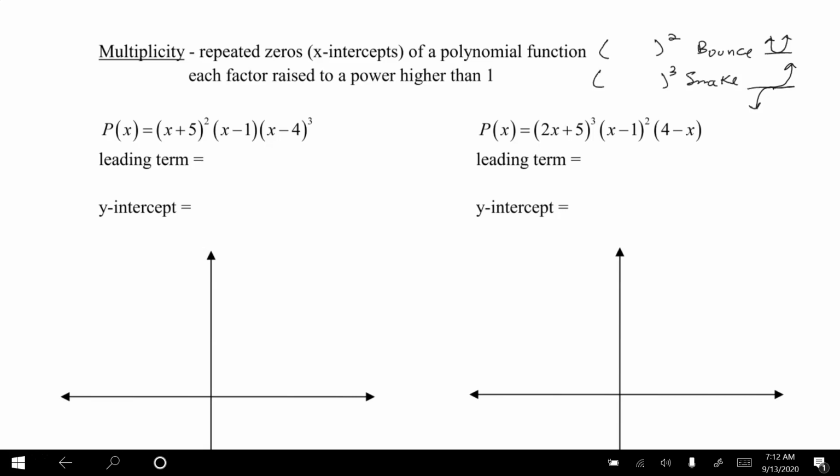It kind of squiggles through. And it would be the same thing for the 4th, 6th, 8th. Those would be bounces. If it was raised to the 5, 7, 9th, it would be a snake.